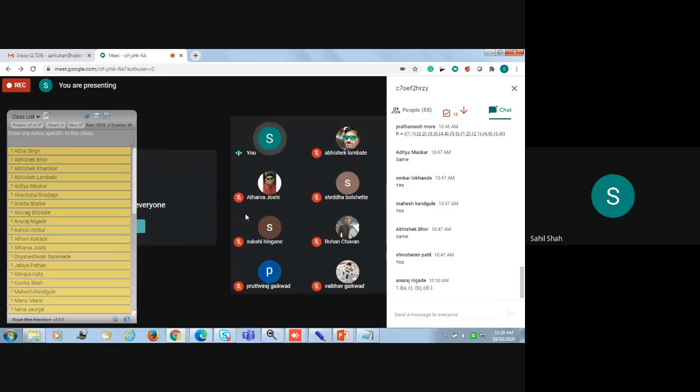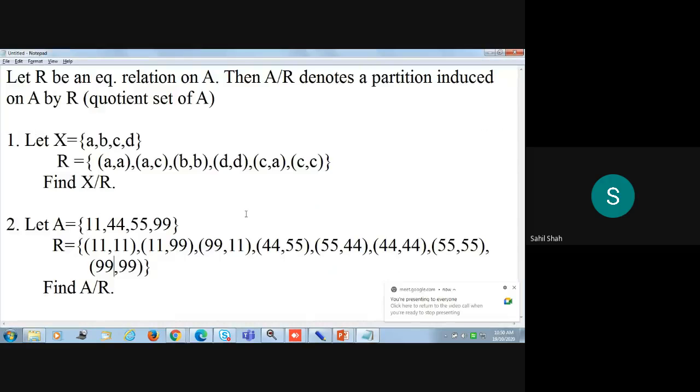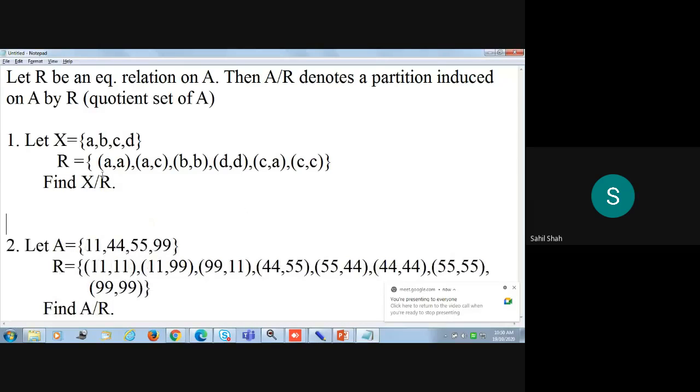Anuraj has given the answer for the first. It is {A, C}, {B}, {D}. Let me check. So how to find the partition? We have to look at which elements are related with which. To find X/R, I observe that A is related with A and with C. There is no connection of A with other members like B and D. So this is one block: {A, C}, with pairs (A, A), (A, C), (C, A) and (C, C).